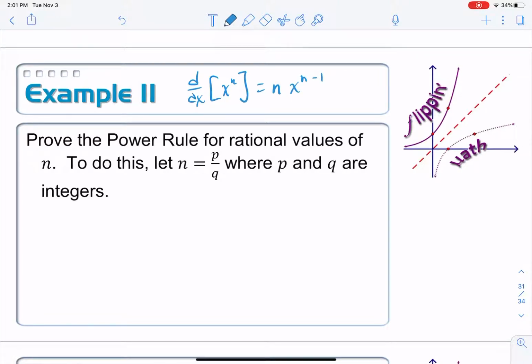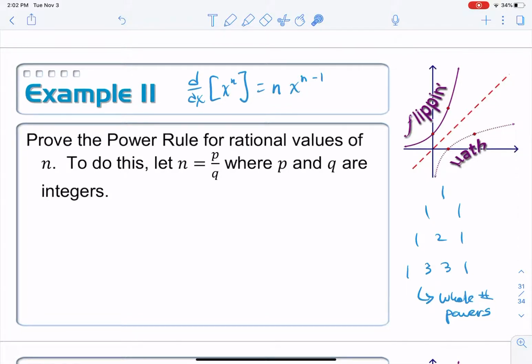But we proved this using Pascal's triangle: 1, 1, 1, 1, 2, 1, 1, 3, 3, 1, and so on. But that only works for whole number powers. And we've been using it nonstop for things like square roots, for the 1/2 power. We've also been using it for negative powers. But that proof was inadequate for those. We just assumed that it worked.